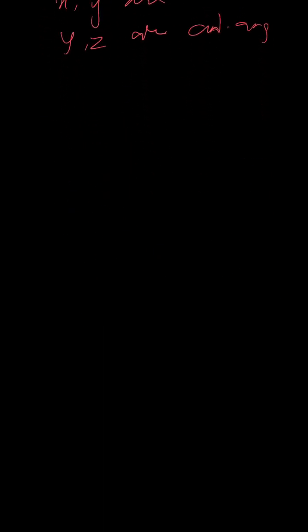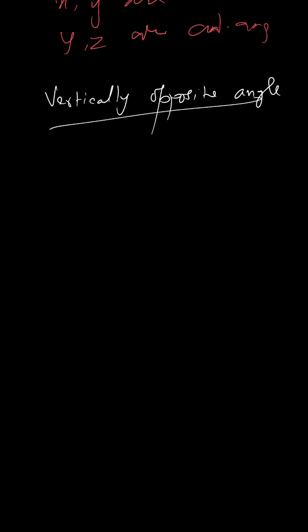Next we are going to see vertically opposite angles. Vertically opposite angles: when two straight lines meet at only one point, the opposite angles are called vertically opposite angles. X and Y degrees are vertically opposite angles. These angles must be equal. X degrees is equal to Y degrees.